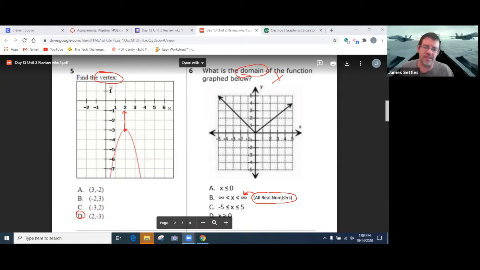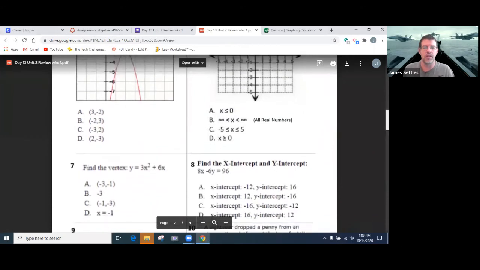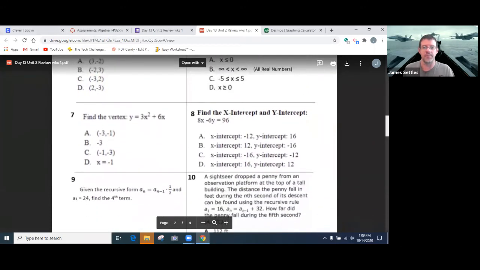So on the test, if the answer is all real numbers and you see this instead of the words all real numbers, just understand that this is your answer right here. Okay? It means all real numbers. So the answer should be B. All right. So we started off with a whole bunch of domain and range. So I'm hoping that you guys are pretty good with domain and range. We've been doing that a lot.